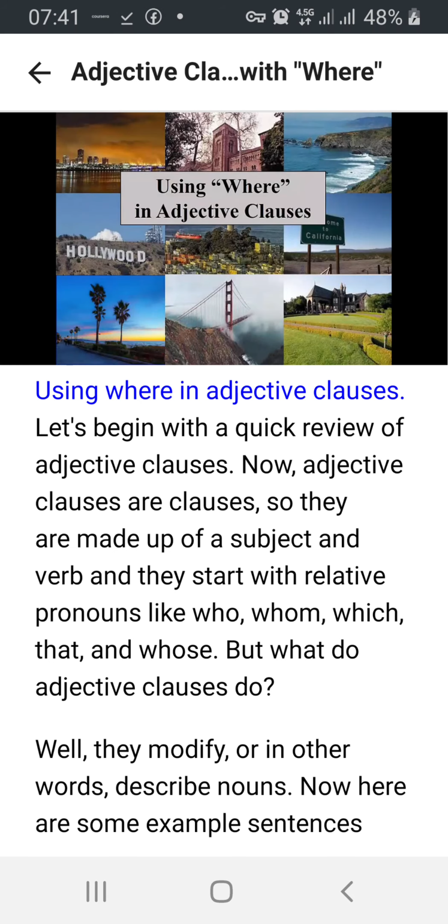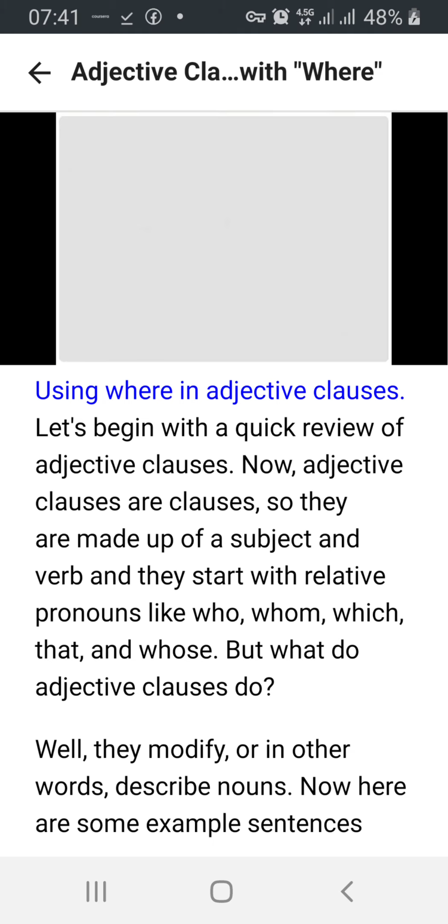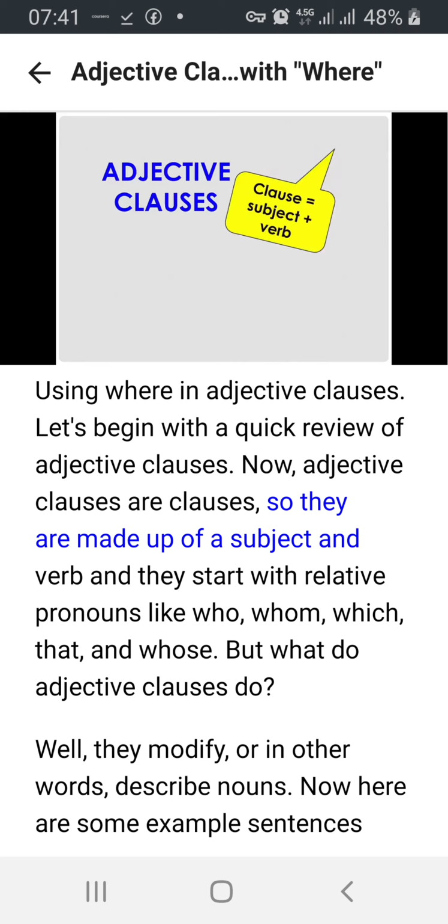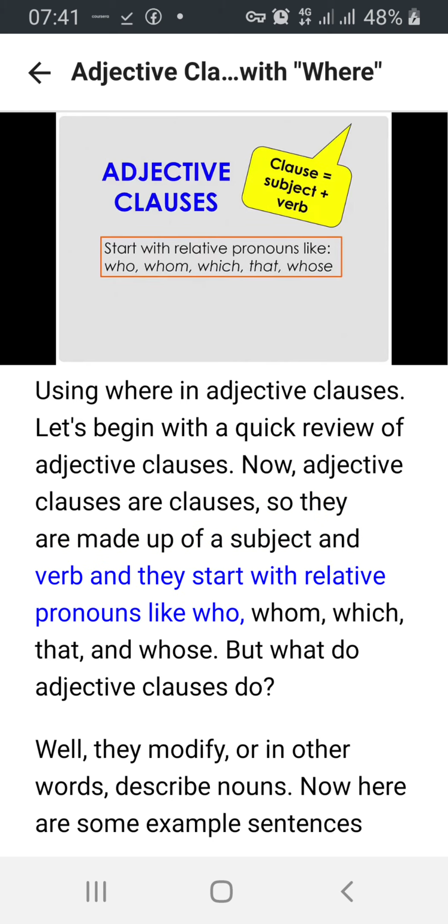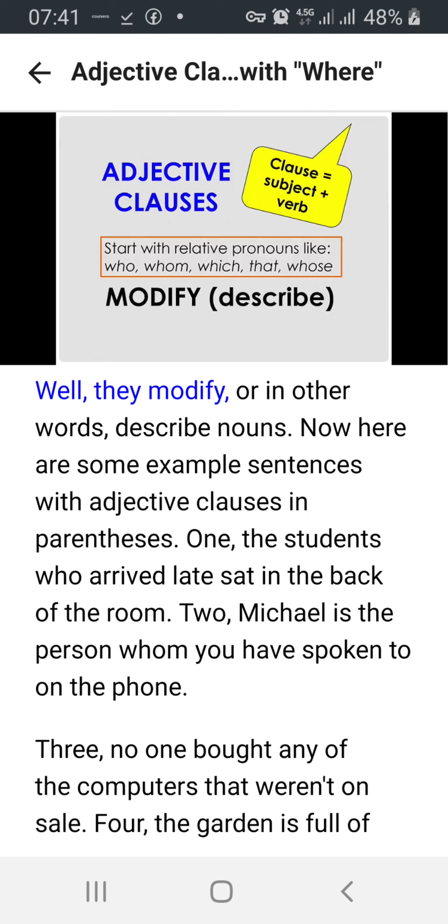In adjective clauses. Okay, let's begin with a quick review of adjective clauses. Now, adjective clauses are clauses, so they are made up of a subject and verb. And they start with relative pronouns like who, whom, which, that, and whose. But what do adjective clauses do? Well, they modify, or in other words, describe nouns.